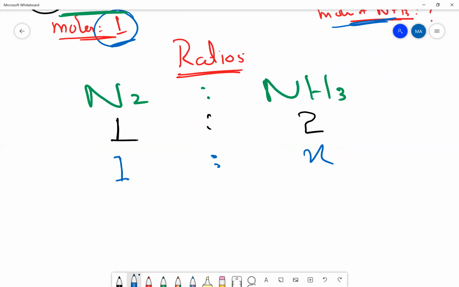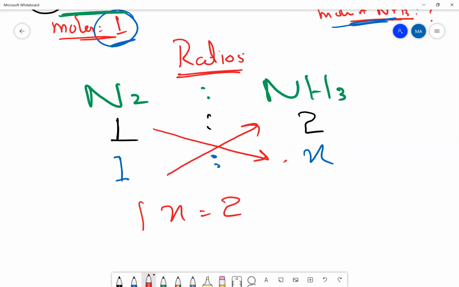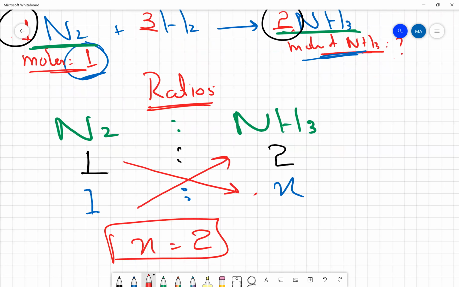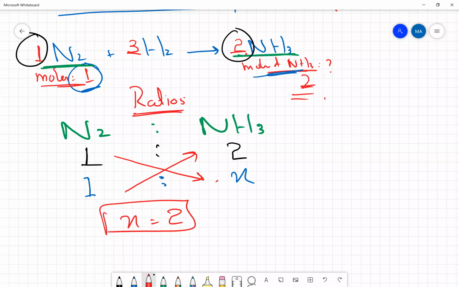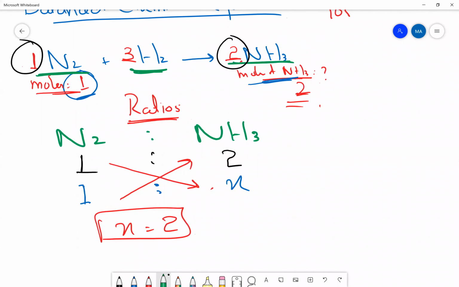Now, what you're going to do is use this unitary method. Cross multiply. 1x is equal to 2 ones are 2. X's value is 2. Moles of NH3 are 2 here. Simple. Clear? Yes. You can use the same information between hydrogen and NH3 as well.